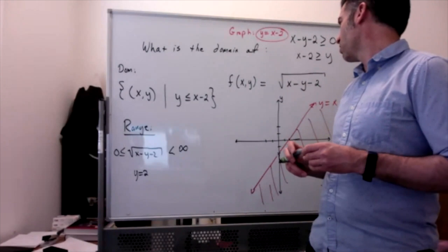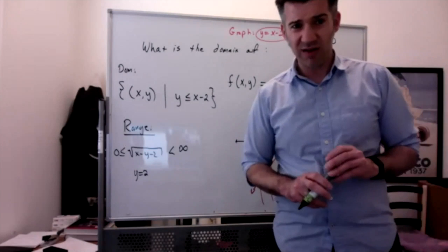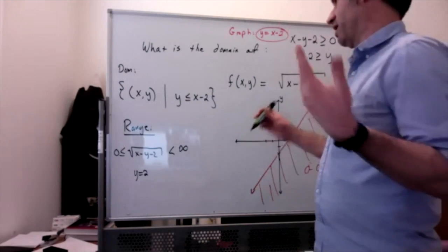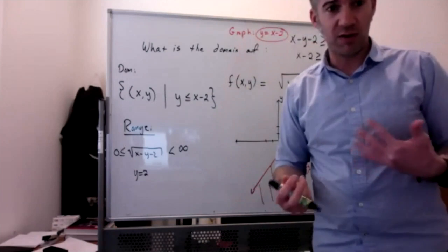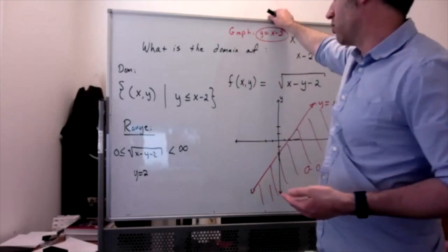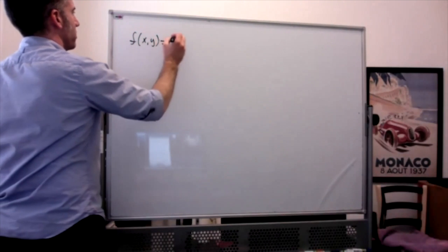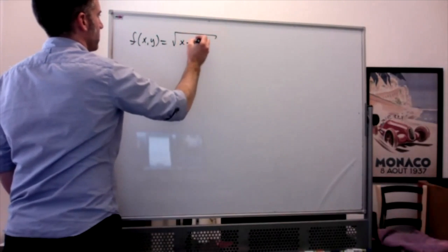Let me think for 1 second. We could draw this. The other thing you're often going to be doing with these functions is drawing level curves. So here's my function: f of x, y equals the square root of x minus y minus 2.